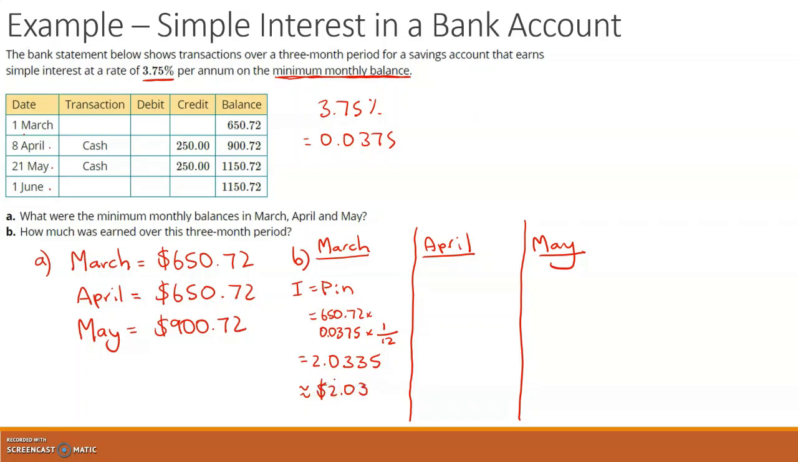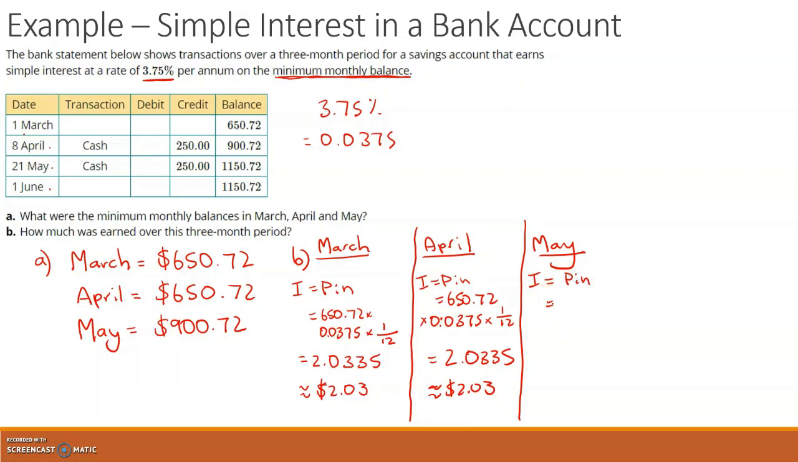So that was March. I'm going to do the same process for April and May now, but I'll try to do it a little bit faster. So it's I equals PRT. But now in April, the principal has changed. Sorry, it hasn't changed in April because the minimum monthly balance is still $650.72. My interest rate doesn't change. It's still 0.0375. And I'm still doing this for 1 month. So this is actually the same calculation. Equals $2.03.